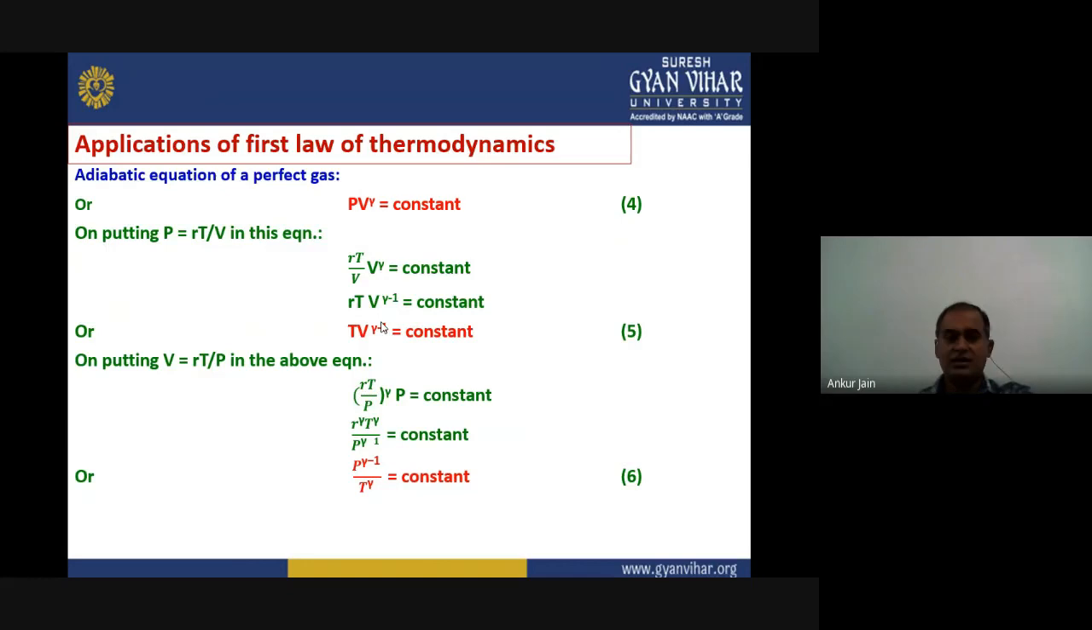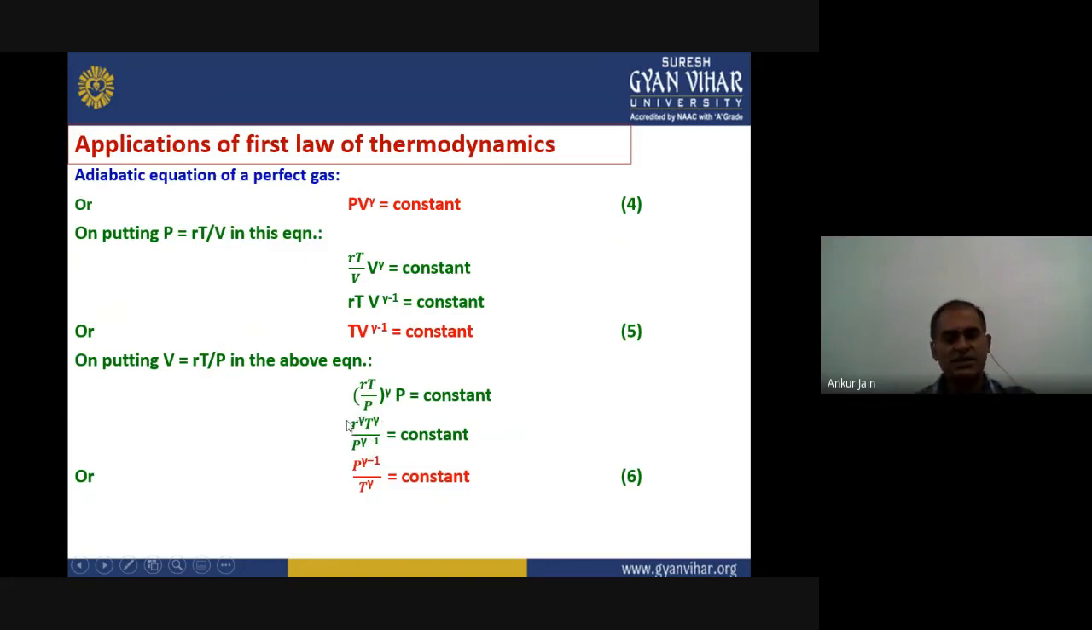Now, we have the P and V relation and the T and V relation; the third relation remaining is between P and T. So we have to replace V equals RT upon P from the ideal gas equation. In this equation, we get RT upon P to the power gamma into P equals constant. We are putting the value of V in this equation, so after rearranging we will get R to the power gamma into T to the power gamma divided by P to the power gamma minus 1. Okay, we are getting this.